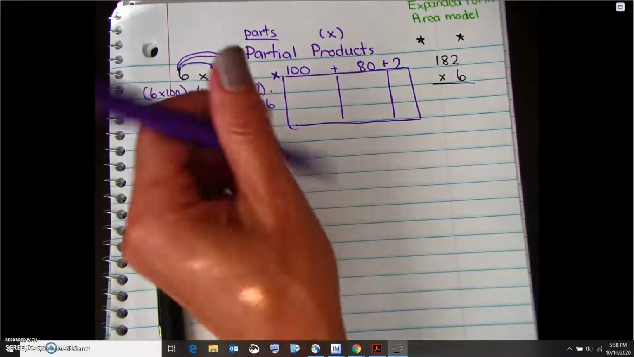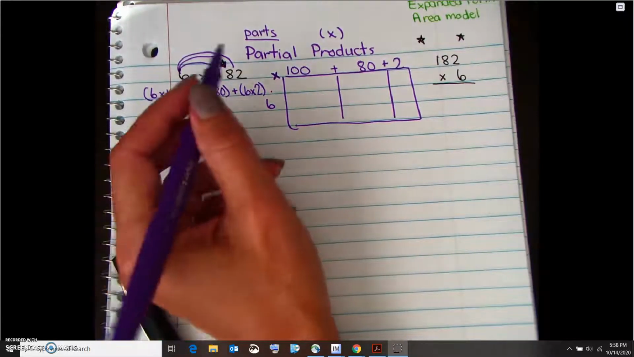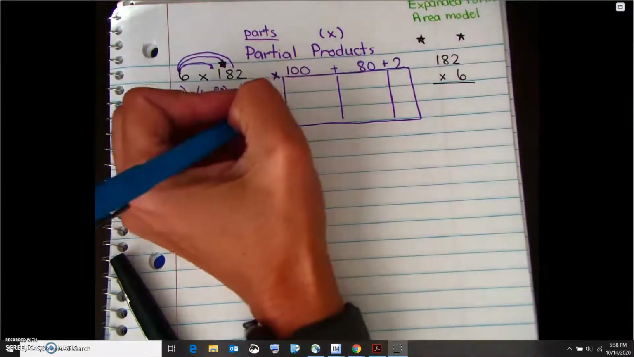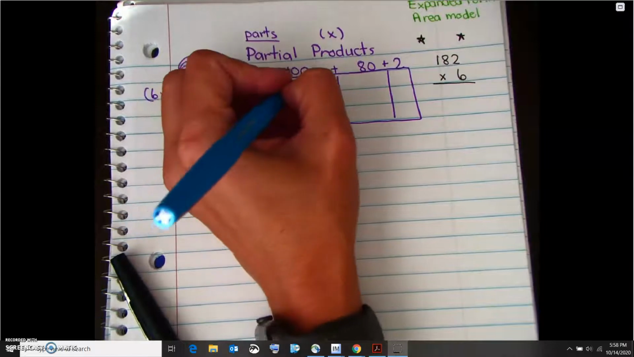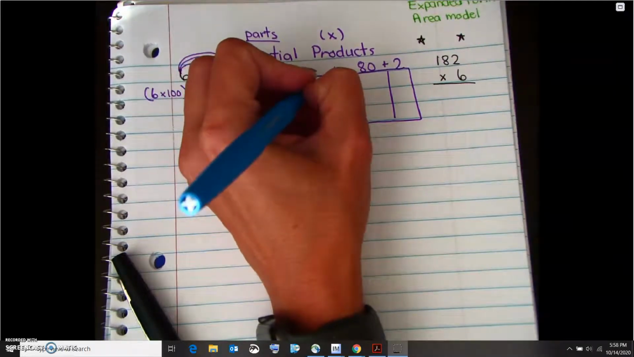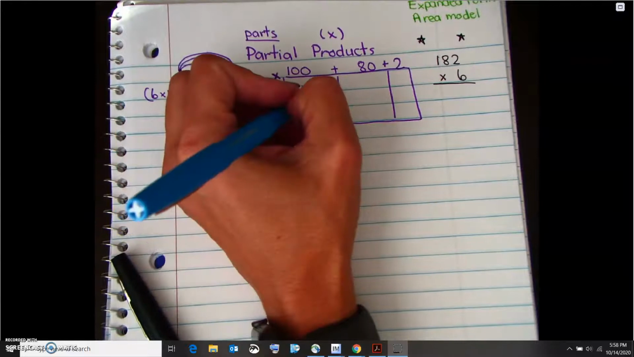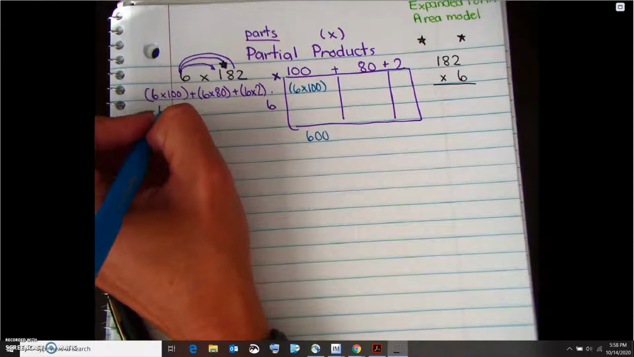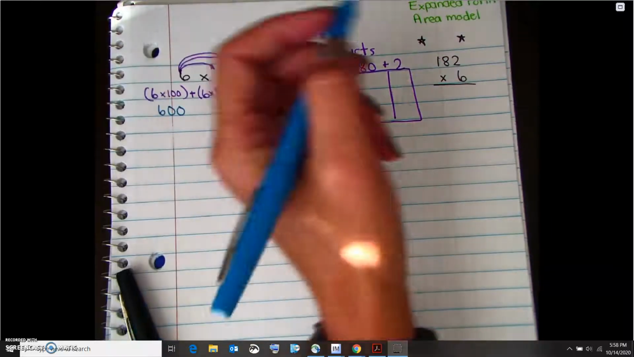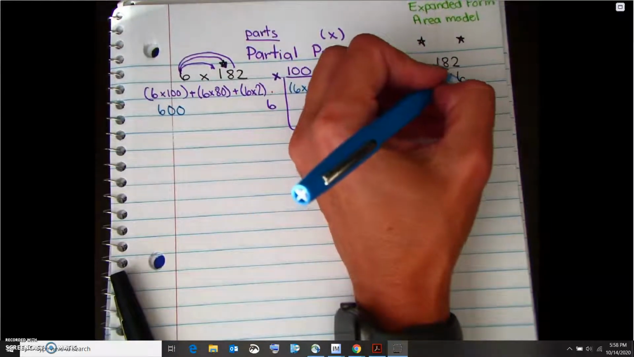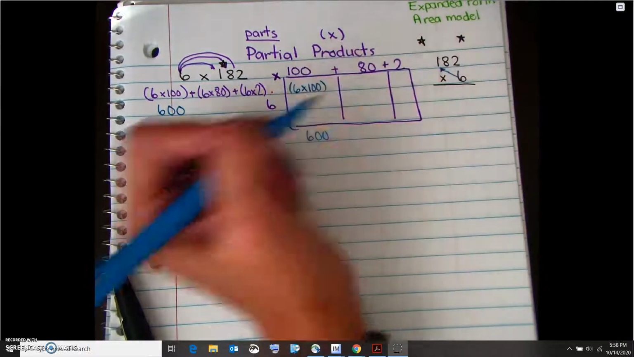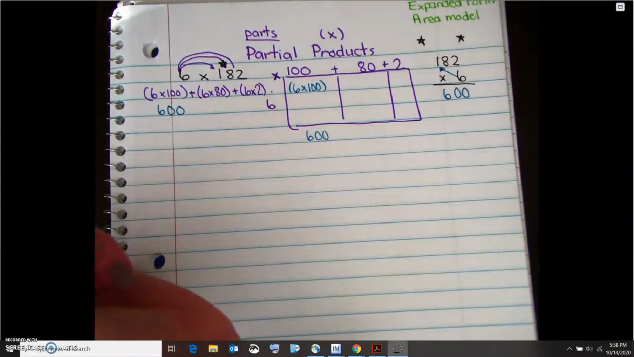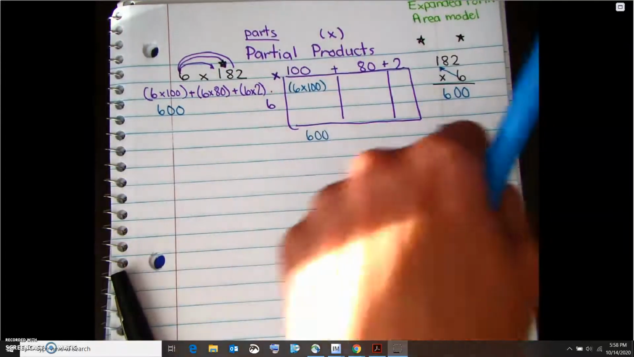All right, so now we multiply. So let's pick a new color here. So we do 6 times 100. 6 times 100 is 600. And this is how it looks over here. We've got 6 times the 100. So then we put 600 right there. All of these are the same step.